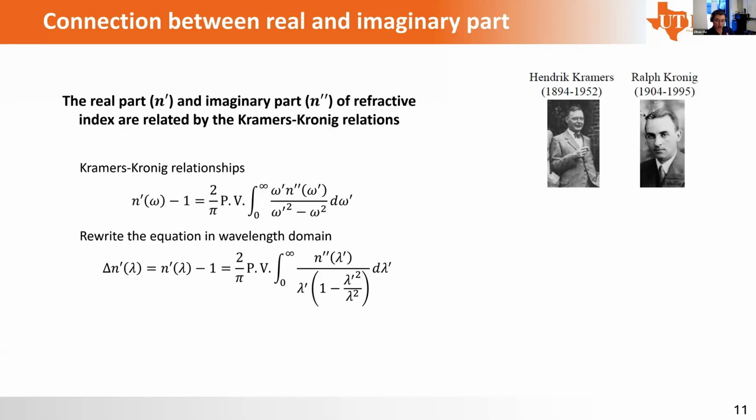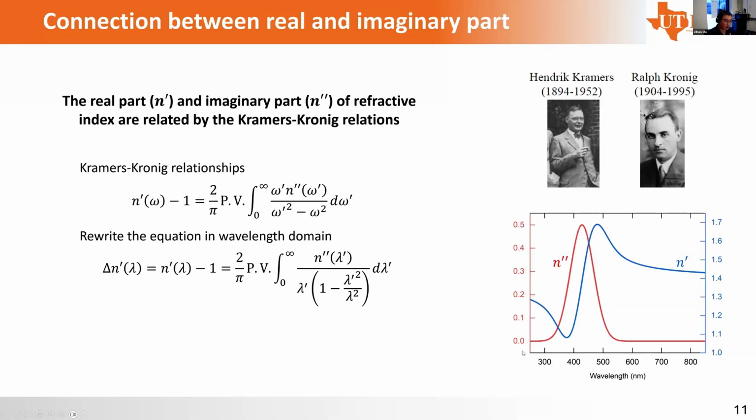Utilizing some of the math of causality rules, you can actually predict the connection between those two. The equations are pretty complicated, but briefly, what it means is: if you know all the imaginary components, you can back-calculate the real components. If you know all the real components, you can also back-calculate the imaginary components. And the equation looks very complicated.